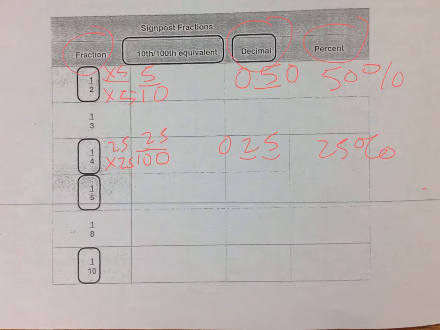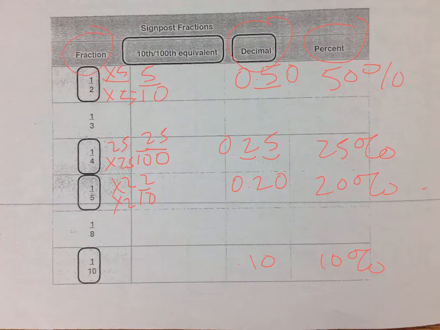Let's do another one. 1/5. That's an easy one to change into tenths because I just multiply by 2, multiply the top by 2, and I end up with 2/10. So 2/10 as a decimal is 0.2. And again, I could squeak another 0 in there to make it easy to figure out that this is 20%. And 1/10, well, it's already 1/10. The decimal is 0.1, and then it becomes 10%.